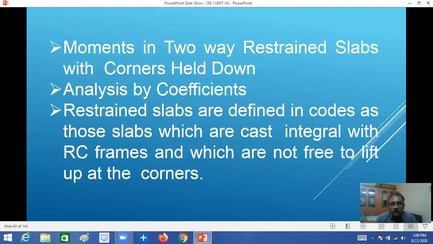As per the code, restrained slabs are defined as slabs which are cast integral with RC frames and which are not free to lift up at the corners. Beams and slabs are constructed simultaneously. We pour the concrete into the shuttering of slabs and beams at a time. So those are called restrained slabs, and the corners are not free to lift up.